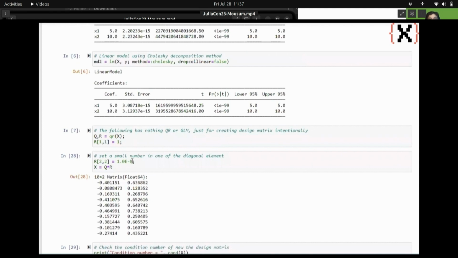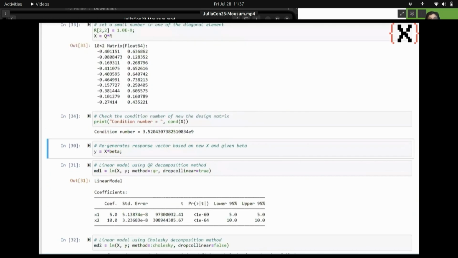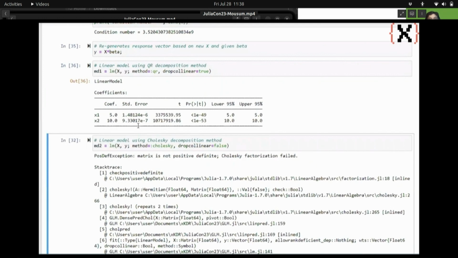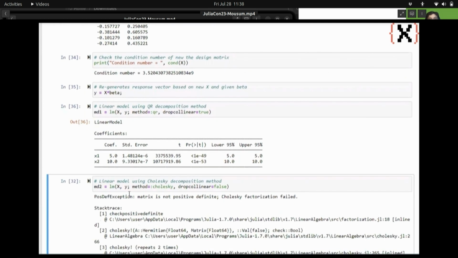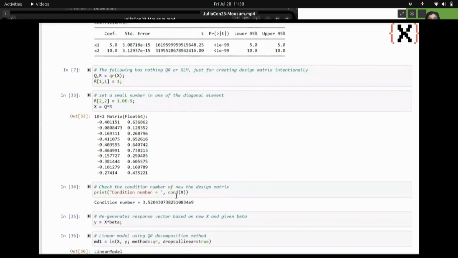Now let's try to increase the condition number a bit. So now the condition number is 3.5 times 10 to the power 9. Let's regenerate the response vector using the new design matrix. Still I'm getting perfect estimates using the QR decomposition method, and we know that Cholesky again shows the positive definite error.